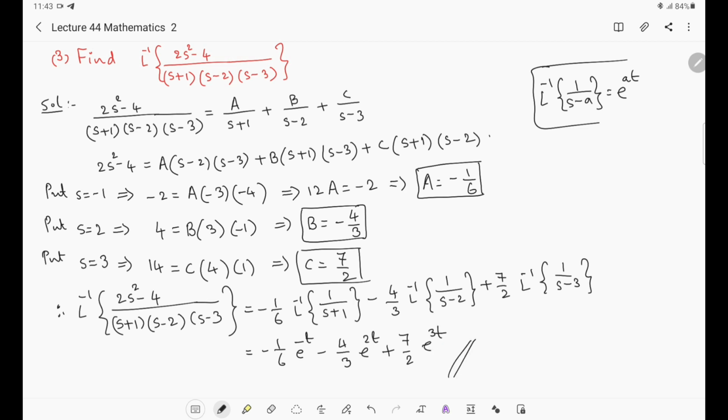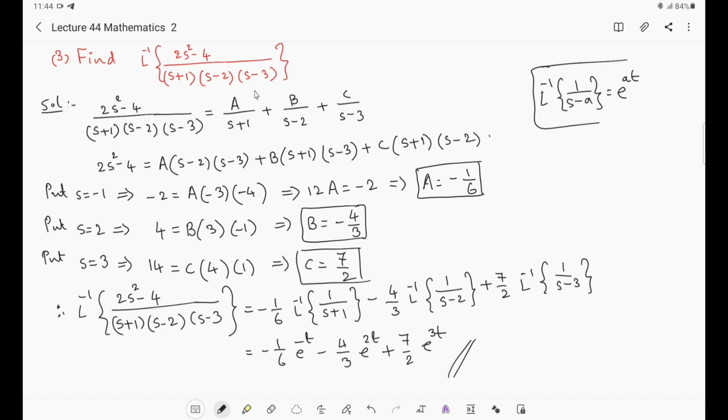So this is the required answer for Laplace inverse of (2s square minus 4) by (s plus 1)(s minus 2)(s minus 3). The answer is minus 1 by 6 e power minus t, minus 4 by 3 e power 2t, plus 7 by 2 e power 3t. So what we have done here, we have used partial fractions to separate these terms. So remember students, not only s plus 1, s minus 2, s minus 3 factors will be given, a variety of factors may be given in the examination. So you need to remember all the rules of partial fractions, right?